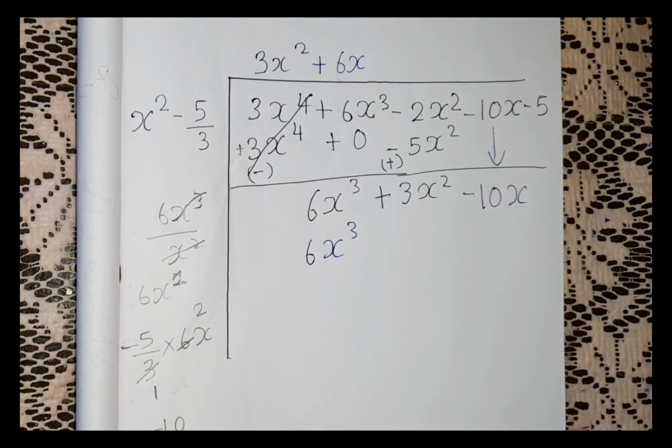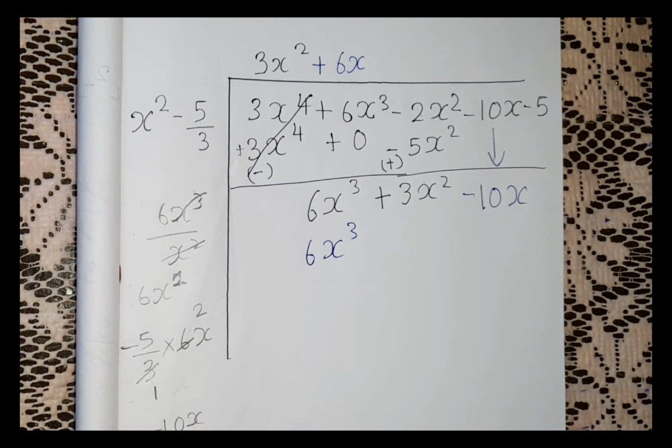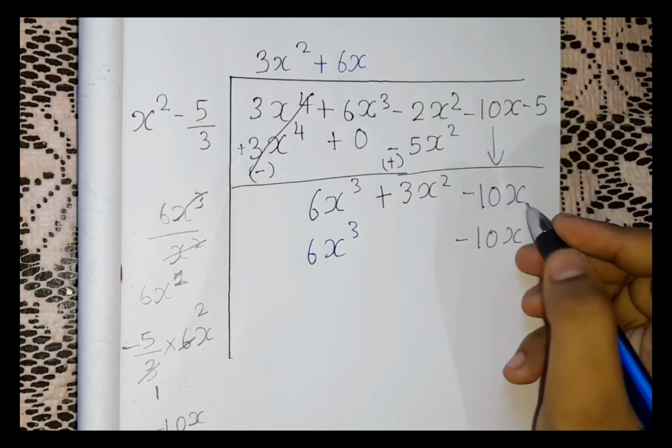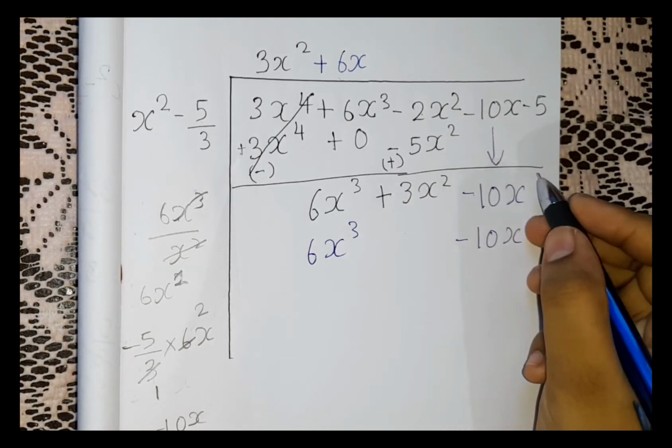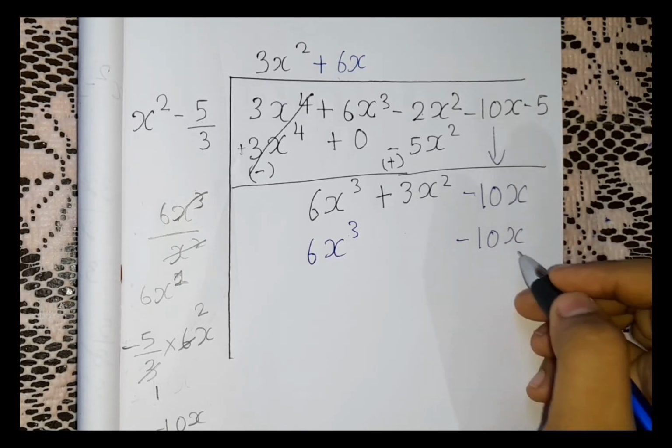Of course, the variable is very important. Here we have x, so I am writing x right over here. Now it is minus 10x. Here the variable power is x power 1. So we write this term right over here. Why am I writing it here? Because here also the power is x power 1. So it is minus 10x.